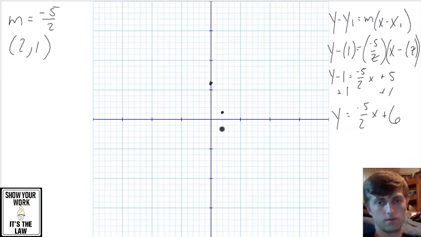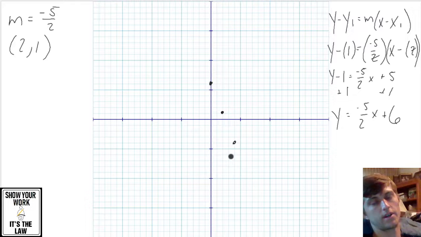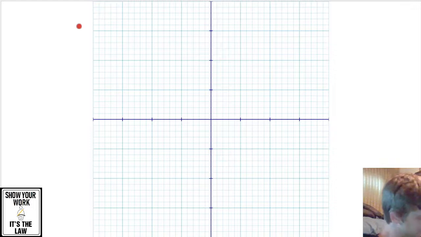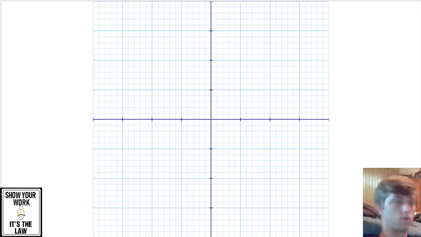1, 2, 3, 4, 5, right, 2, 1, 2, and so on, and that's our line. Okay, one last example, 3.5e. It says, find the equation of a line that passes through points (2, 1) and (4, -5). So they go ahead and just give us 2 points.